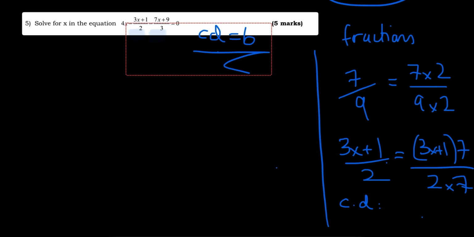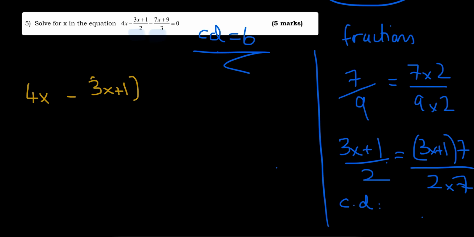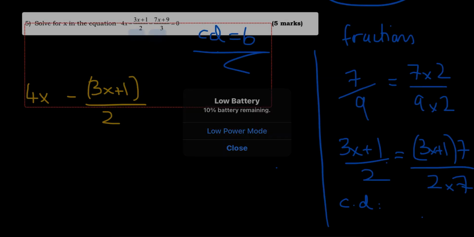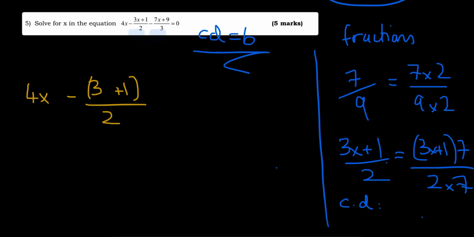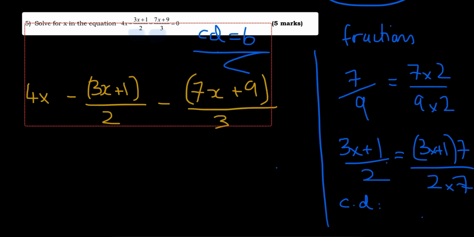So let's try. So we have 4x minus (3x plus 1) in a bracket over 2. You know what? Let me make the x's a little bit different from my multiply signs. Okay? Minus (7x plus 9), let's put it in a bracket so we don't forget, over 3. Now we want to make everything look like it's over 6.